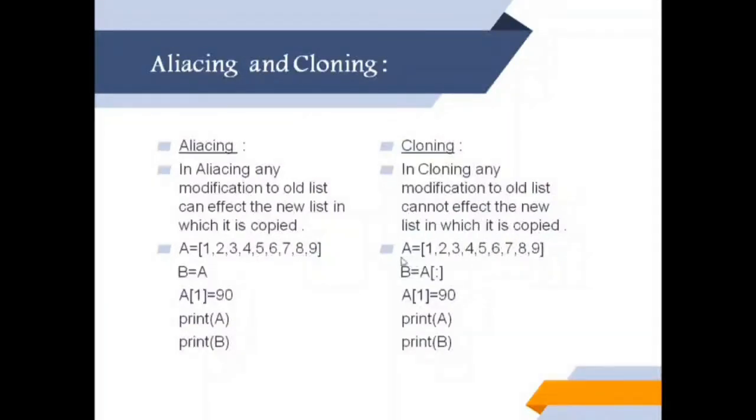Now, similarly, we have taken list A with the elements. Now, here given B is equal to A, square brackets, we have given colon, that is with the help of the slicing operator. Now, we have done modification to the list A. Now, we have printed the output A comma B. Now, let us see this by writing this program in IDLE.